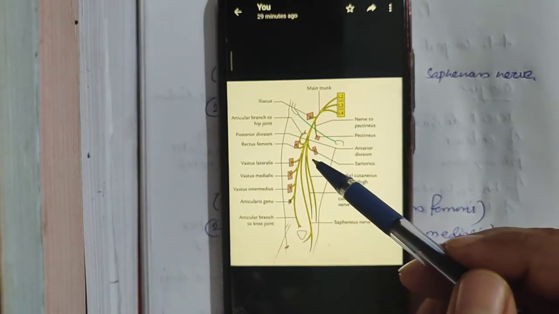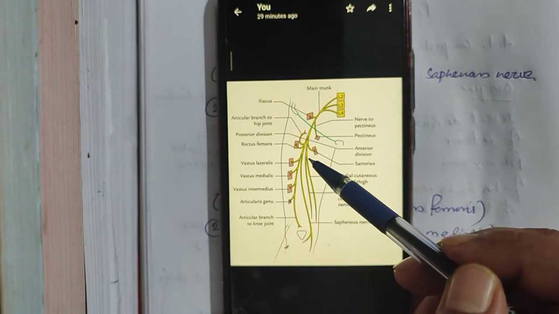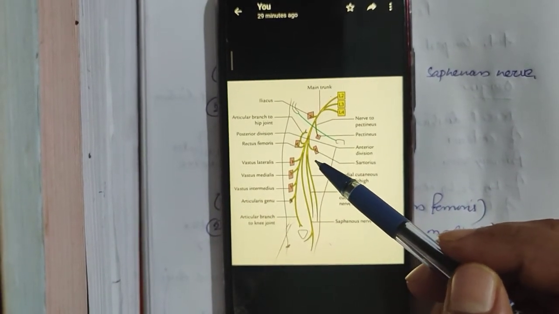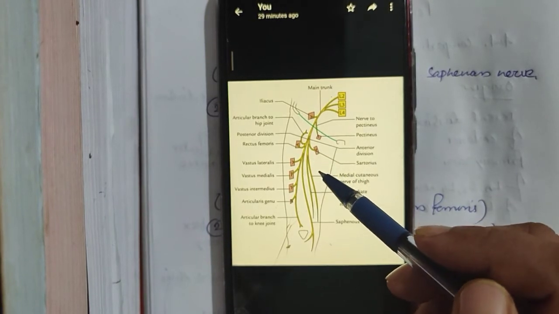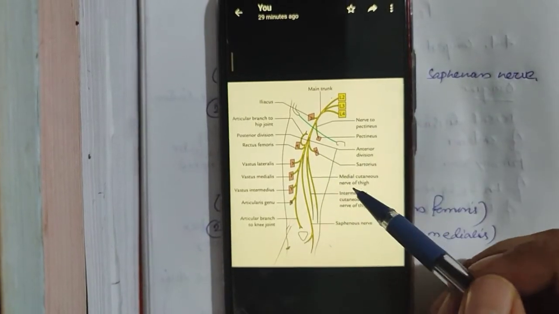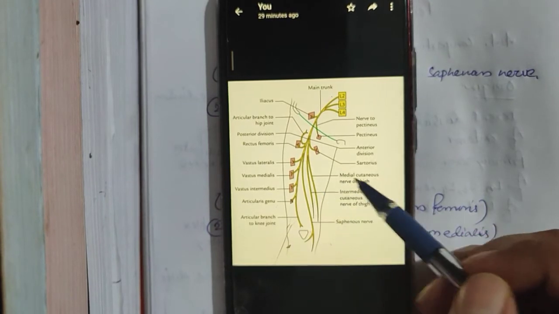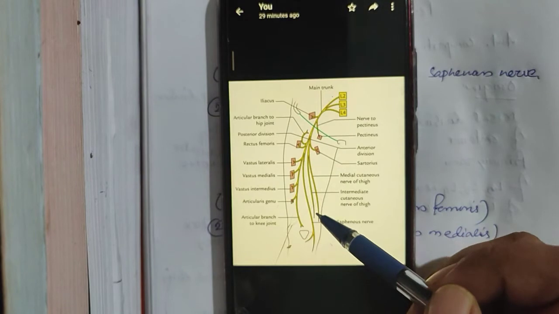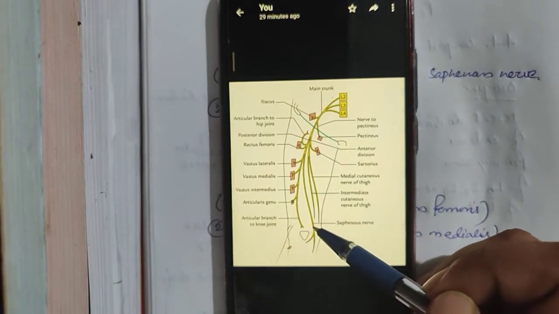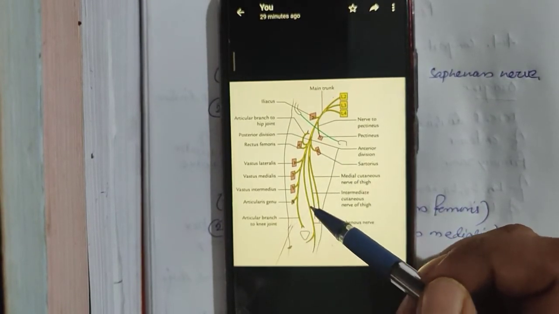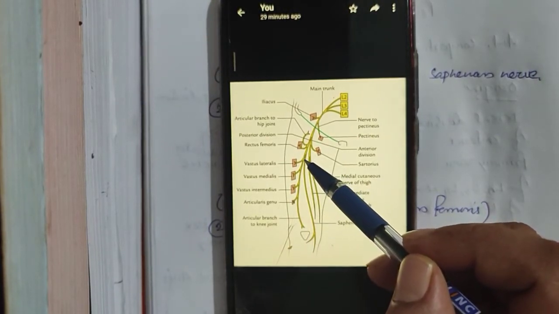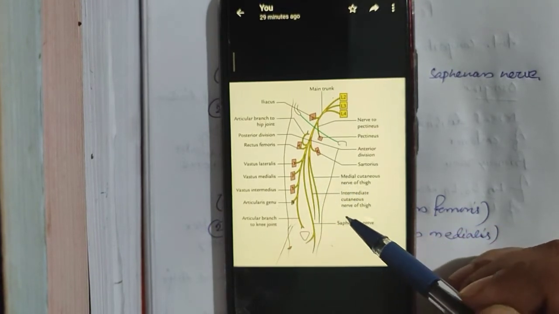This one is the anterior division, another is the posterior division. The anterior division gives two cutaneous branches, which I have already told. One is the medial cutaneous nerve of the thigh, on the medial side, and another is the intermediate cutaneous nerve of the thigh. And this is also a cutaneous branch, of the posterior division of the femoral nerve, and it continues as the saphenous nerve.